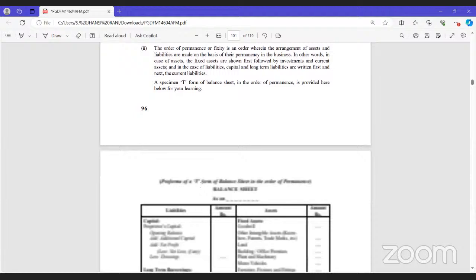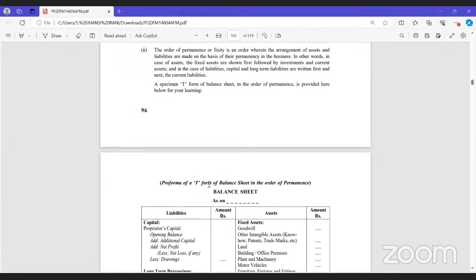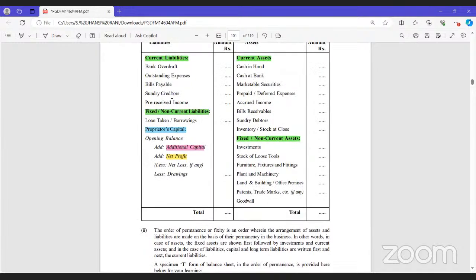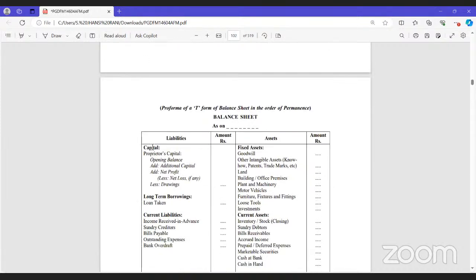Next, we have the order of permanence or fixity. Fixity means the reverse of that one. That was how easily payable or receivable items are, and in that format they were given. Now, how long are they going to be with the organization? Based on that, this permanence is given. You can just look here, the reverse of that one.